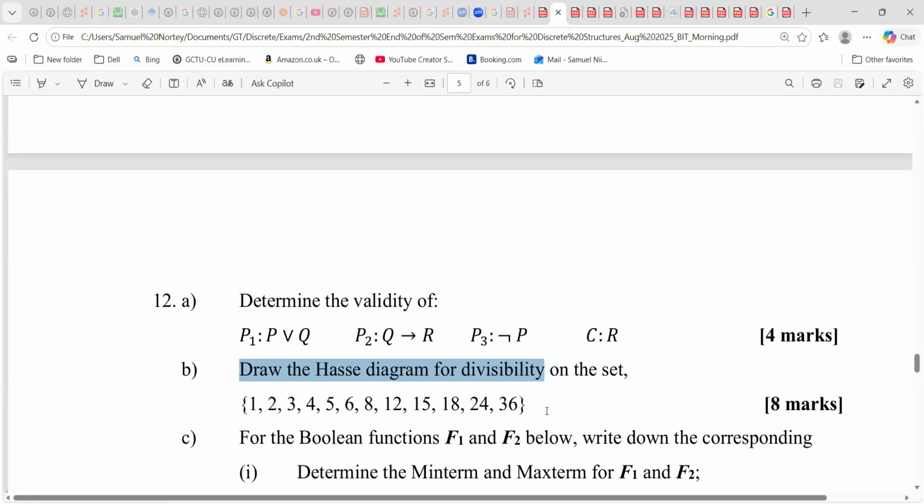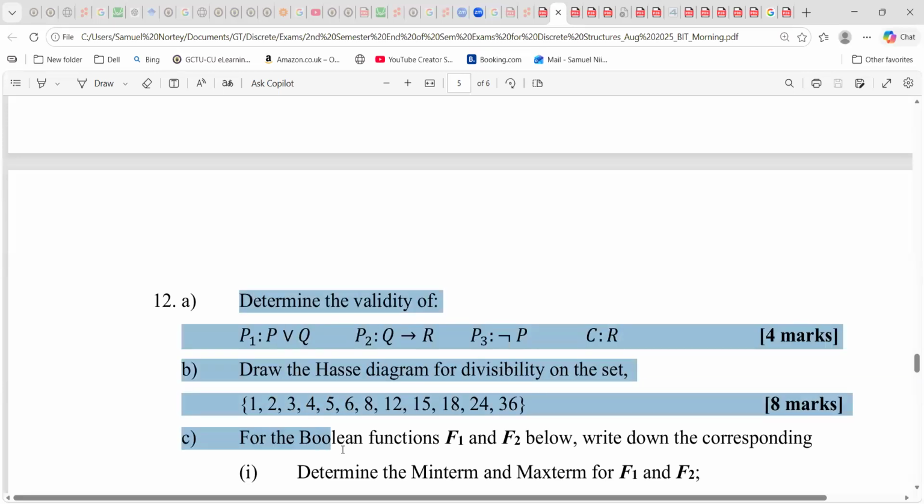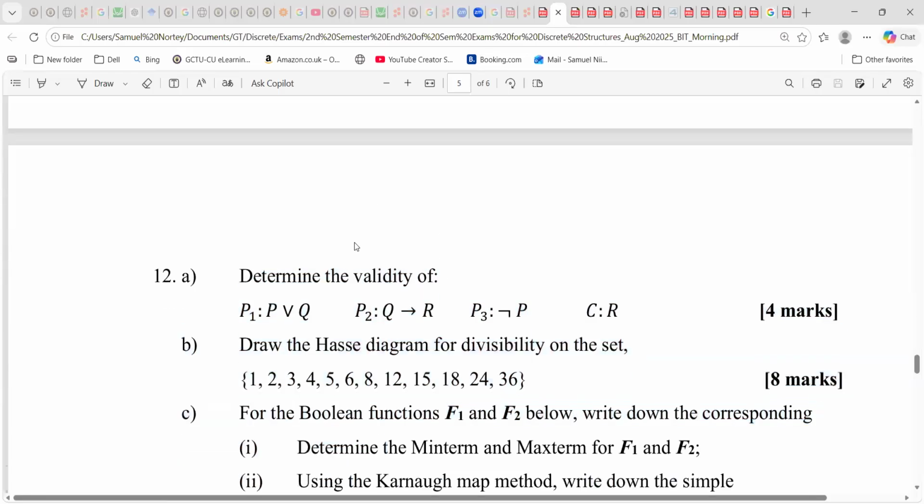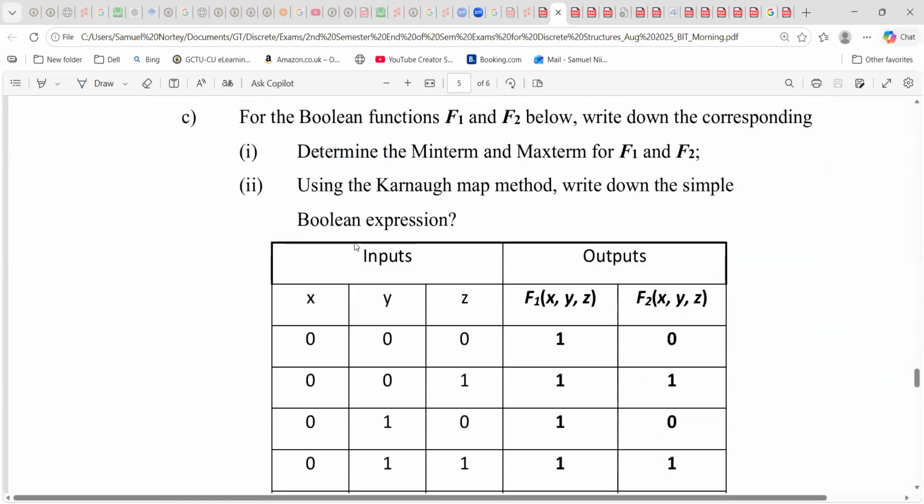You are given a set, and when you draw it, it will give you a format of how to schedule items, depending on where you start from and where you go to. Okay, so basically, by the time you are done with set theory and Boolean algebra, you can take the whole of question 12 and do it. Okay, so those things are there, and there are some questions on the elements.